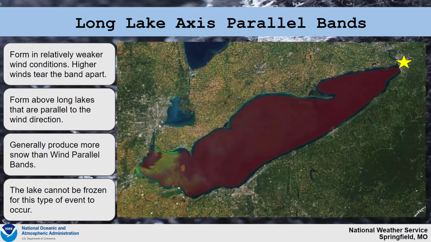Now, something important I should note: this cannot happen if the lake is frozen. If the lake is frozen, well, it'll be cold and there's no water to evaporate, so lake effect snow wouldn't happen if it was frozen. So lake effect snow events generally happen in the beginning of winter before the lakes have time to freeze over.